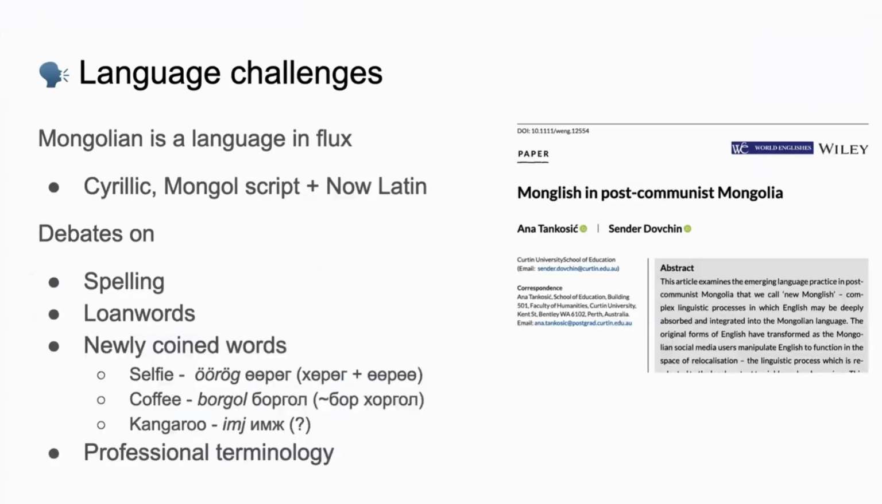And then yeah, so aside from tech, this is I think a very interesting part, which is just the language itself. So Mongolian is a language in flux. It's written in Cyrillic, yes, but it used to be written in Mongolian script, and now it's also written in Latin informally, which basically means that there are debates now on spelling of words, loan words, newly coined words, professional terminology, and even what script we should use for everything.